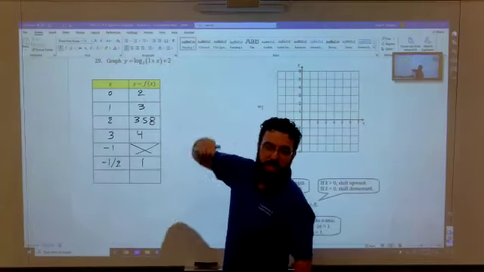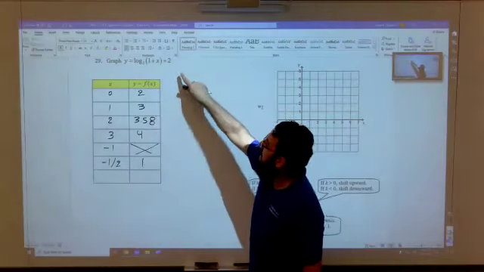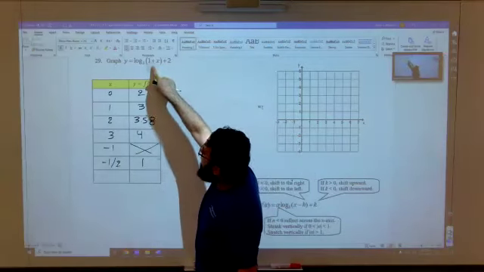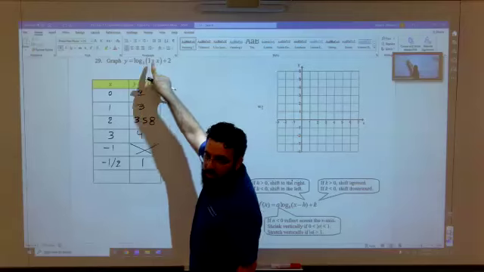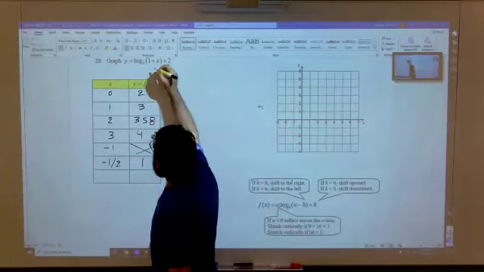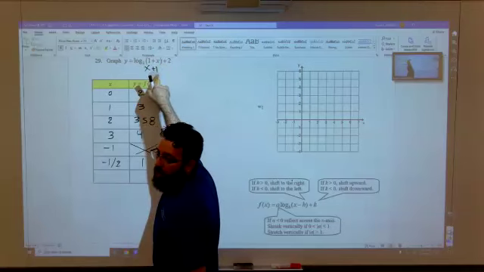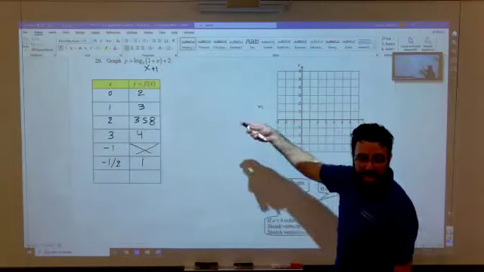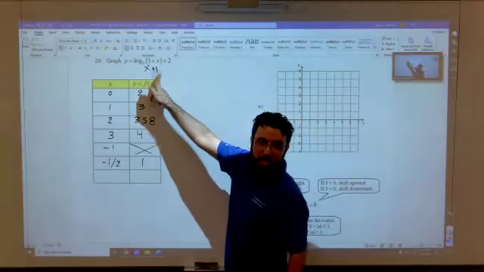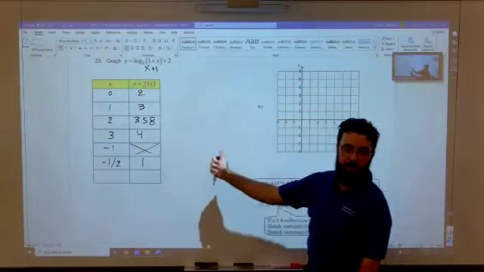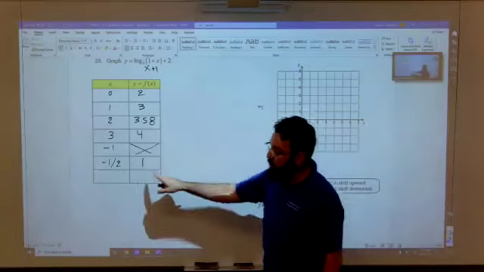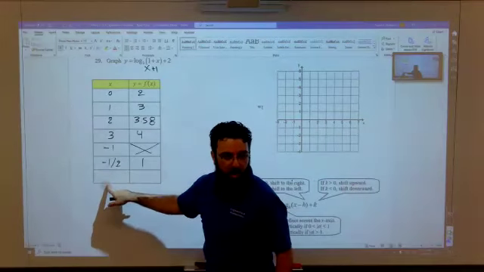Because the +2 is going to be shifted up. Remember, when there is a number outside the function, it's going to be shifted up? But when there is a number inside, x plus 1 is the same thing as 1 plus x. So it's going to be shifted to the left. How many units? 1 unit, because it's a plus. If it's minus, it's going to be shifted to the right. So that's the reason we can't choose the -half.